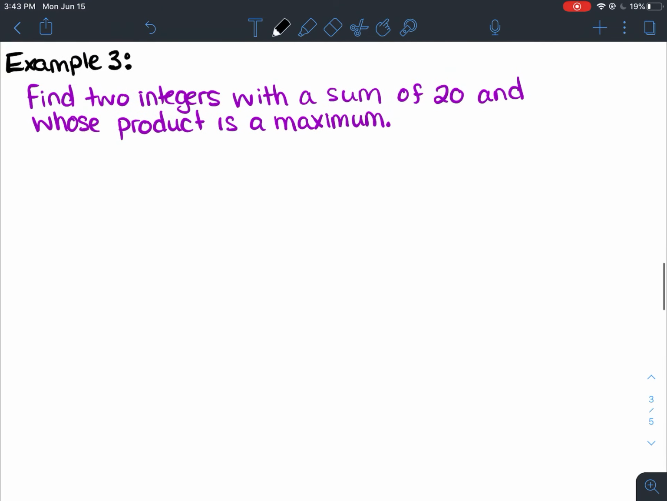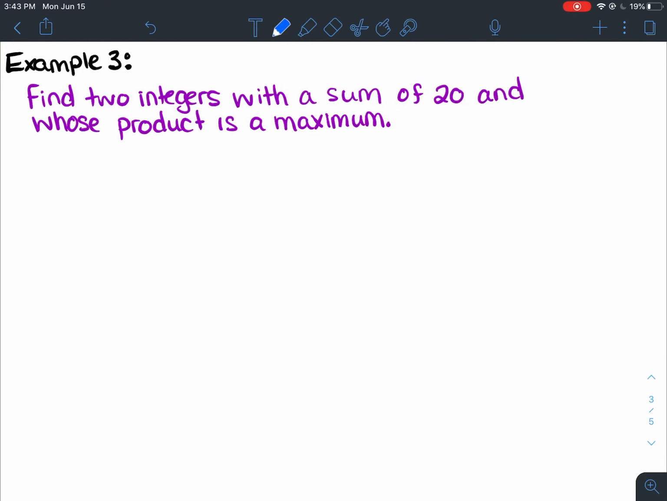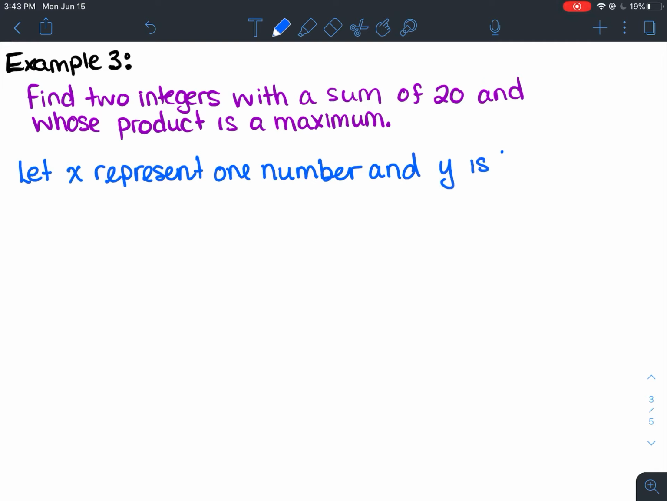Okay, example 3. This is a number sense example. So find two integers with a sum of 20 and whose product is a maximum. All right, so let's let x represent one number and y is the other number. Okay, so two integers.